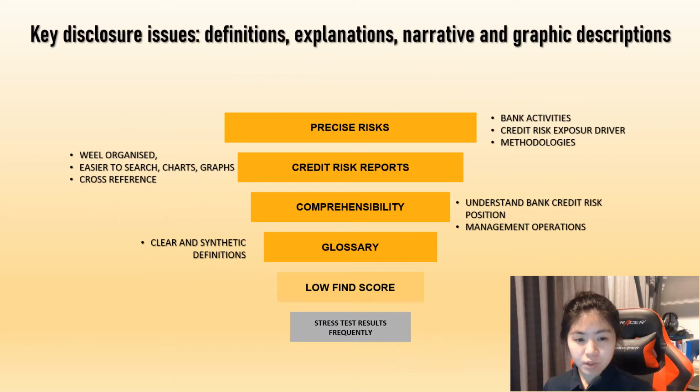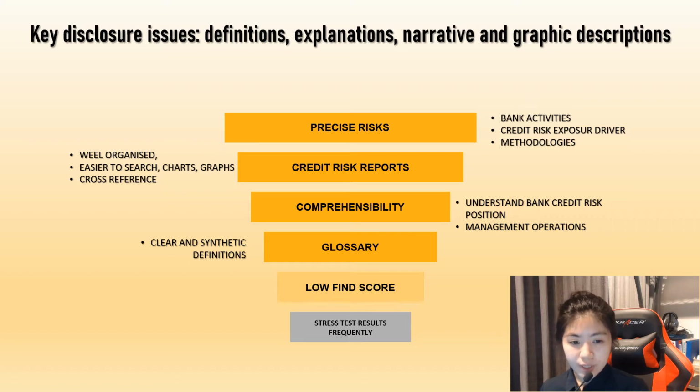There are a few credit risk disclosure issues. The first one is that there are banks that are concerned with the importance of the comprehensibility and clarity of the credit risk reporting, while others underestimate the importance of providing the definitions and explanations of the credit risk measurement. Precise reporting describes the bank activity, credit risk exposures, drivers, and methodology by which the bank manages the credit risk. Credit risk reporting should be well organized and easier to search with the support of charts, graphs, and cross-references. Comprehensibility helps stakeholders to understand bank credit risk positions and management operations.